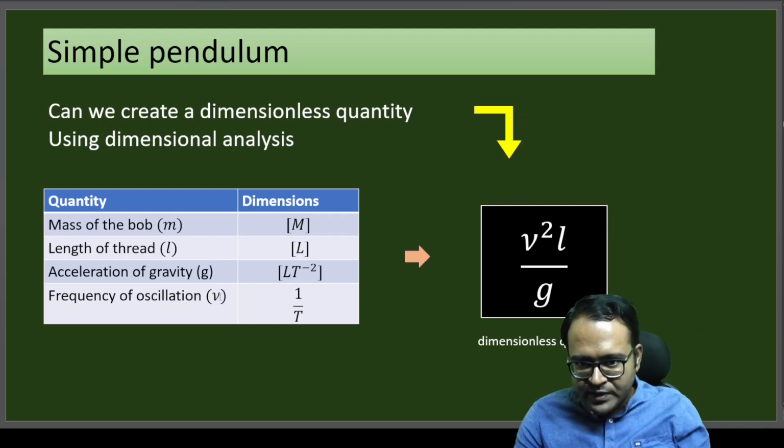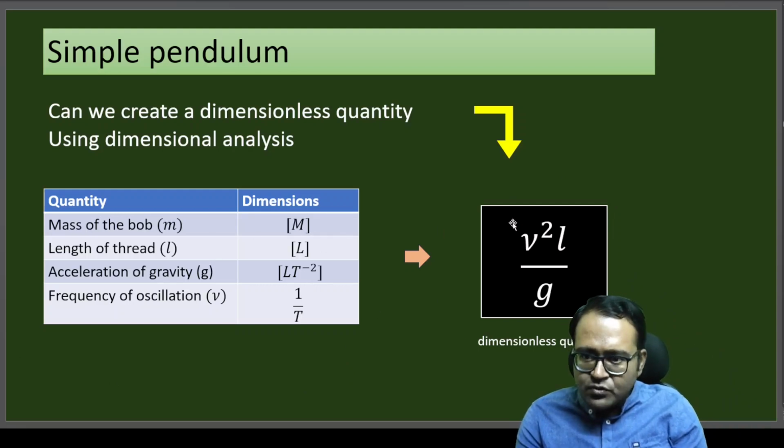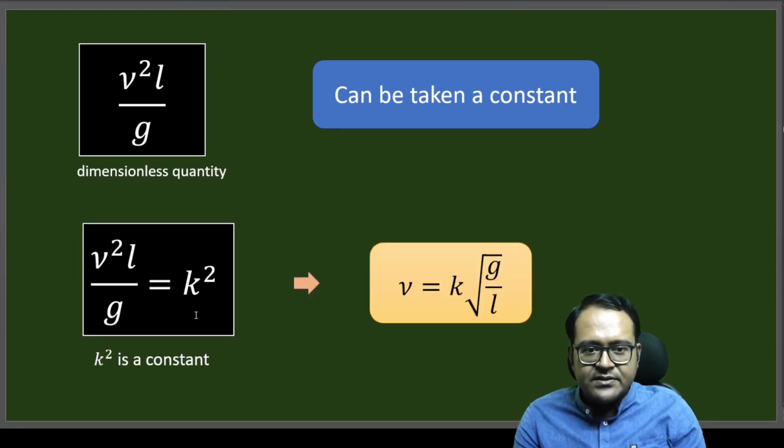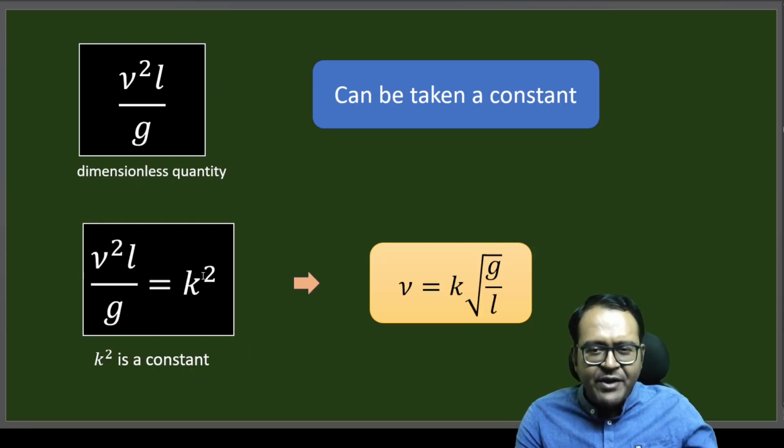M we didn't choose because M appears only once, so we could not accommodate M itself. So this dimensionless quantity can be taken as a constant. The value of this quantity does not depend on any unit you choose. This is another way to do dimensional analysis. So let's say this nu square L by G is some constant. Let's say it's K square, or anything. You might have chosen only K or only C or whatever you like. And using this, you got your desired relation: nu is K times the square root of G by L.